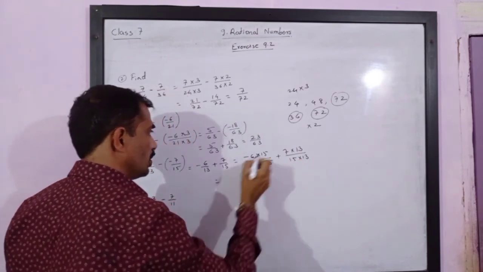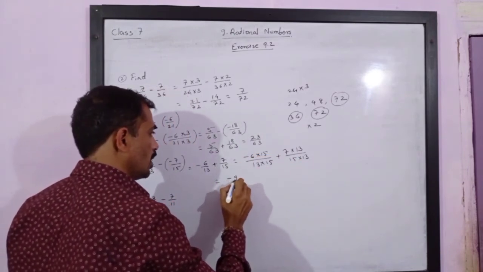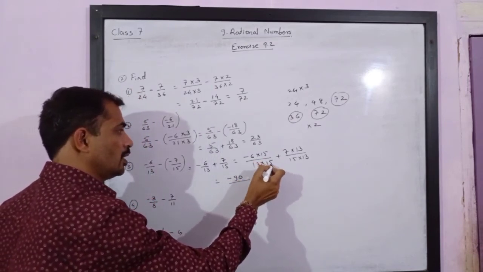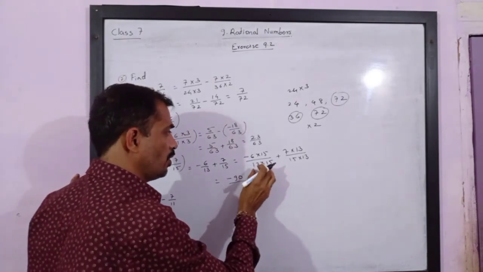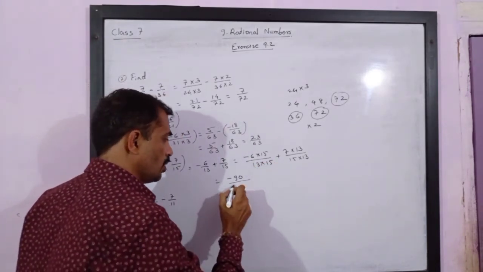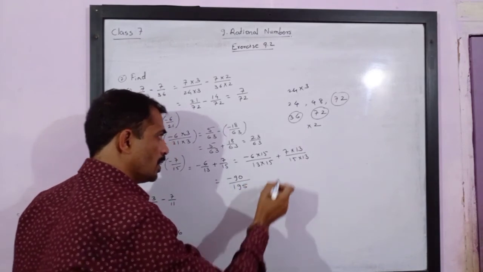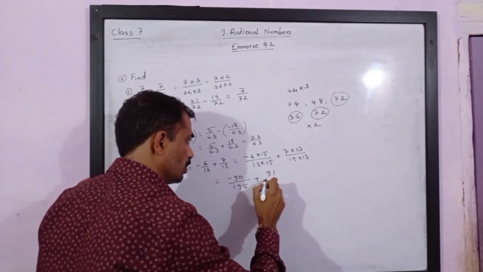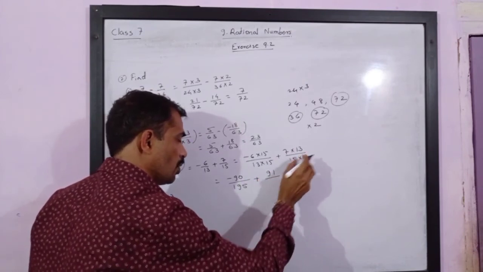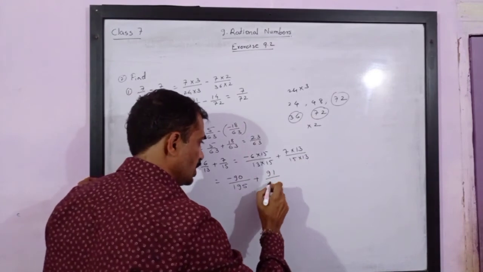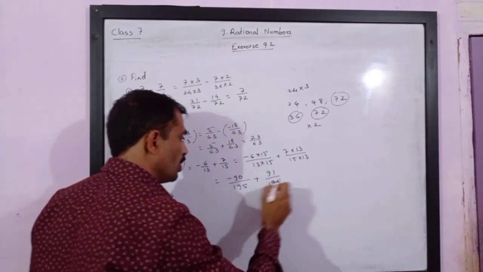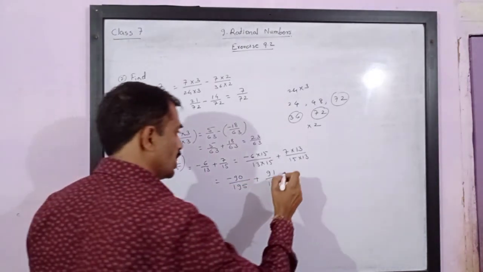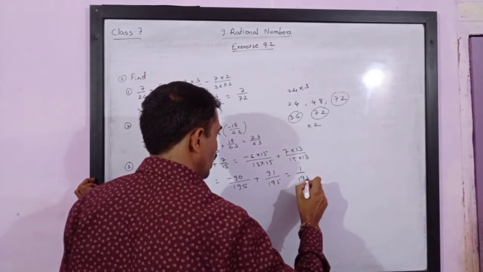So this is equal to 15 sixes are 90, and 15 multiplied by 13. 15 tens are 150, plus 45 is 195, and plus 13 sevens are 91. 15 into 13: 15 tens are 150 plus 15 threes are 45 is 195. Now denominators are same. Please note one is having negative sign, other is having positive sign. So answer is 1 upon 195.